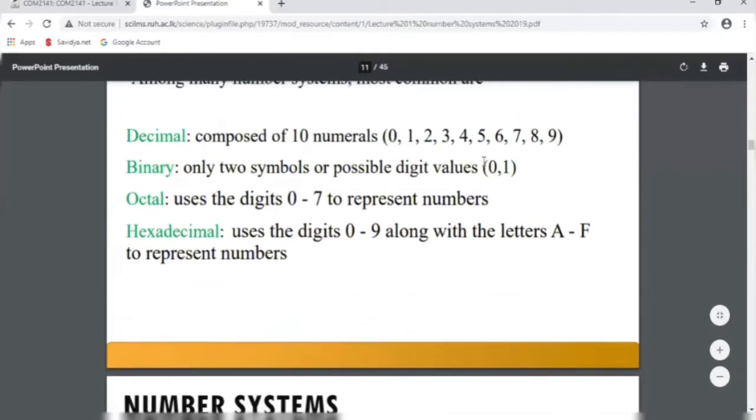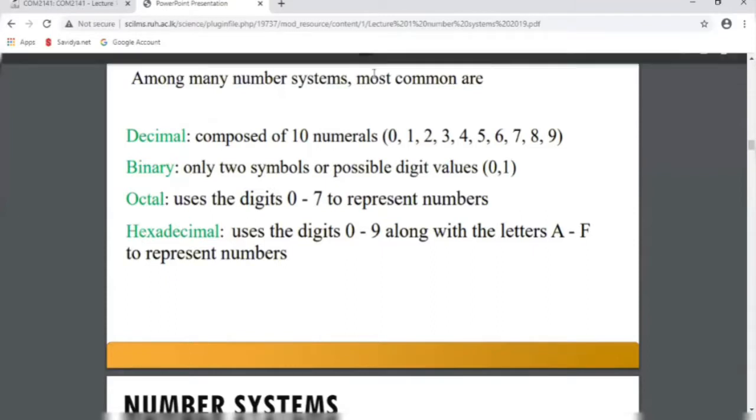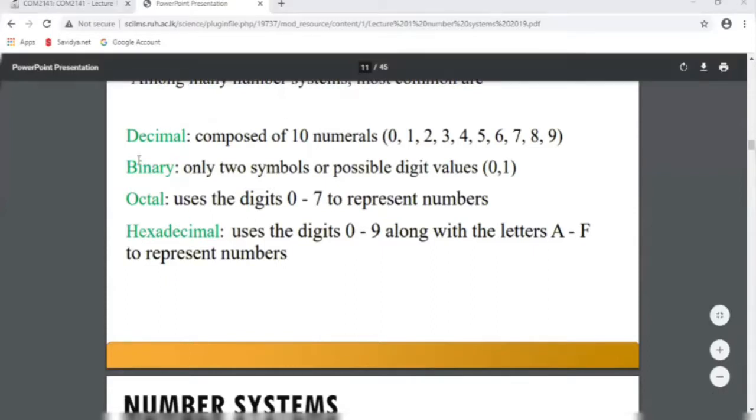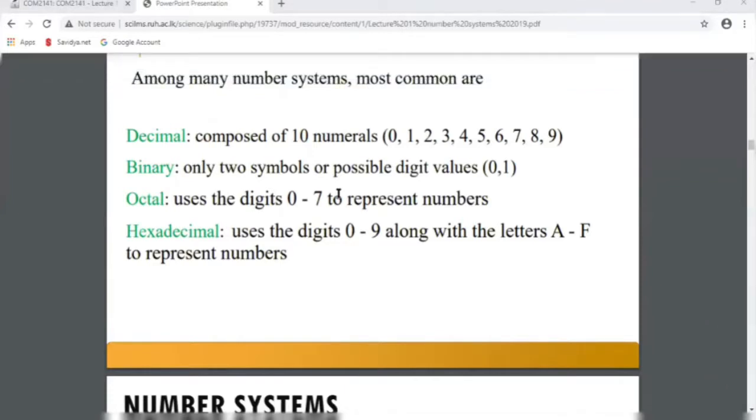All right. So mainly we discussed three new number systems: binary, octal, and hexadecimal. In the binary number system, we have two symbols, 0 and 1. In the octal number system, we have 0 to 7. And in hexadecimal, we have 0 to 9 along with the letters A to F.